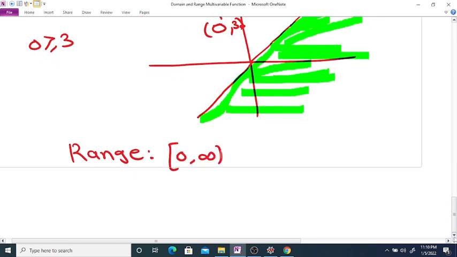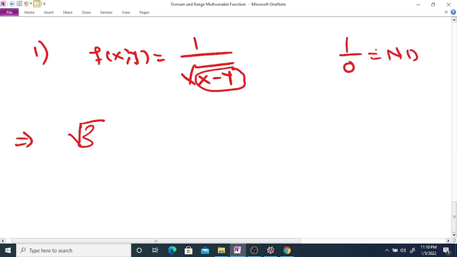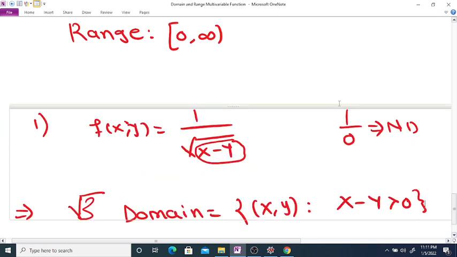Now if you consider one more example, say f(x, y) is equal to 1 divided by the square root of x minus y, then again we know that the square root function is defined when this term is greater than or equal to 0, but since 1 by 0 is not defined, the domain is the collection of all (x, y) such that x minus y is greater than 0. So this is the difference between the previous example and this example.